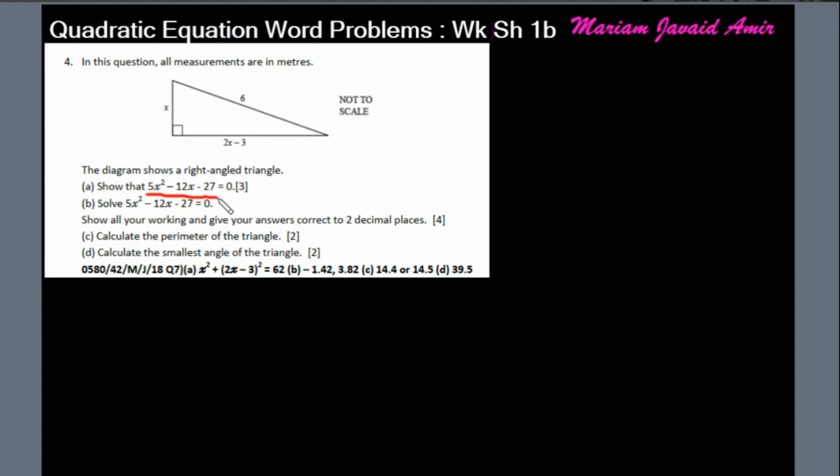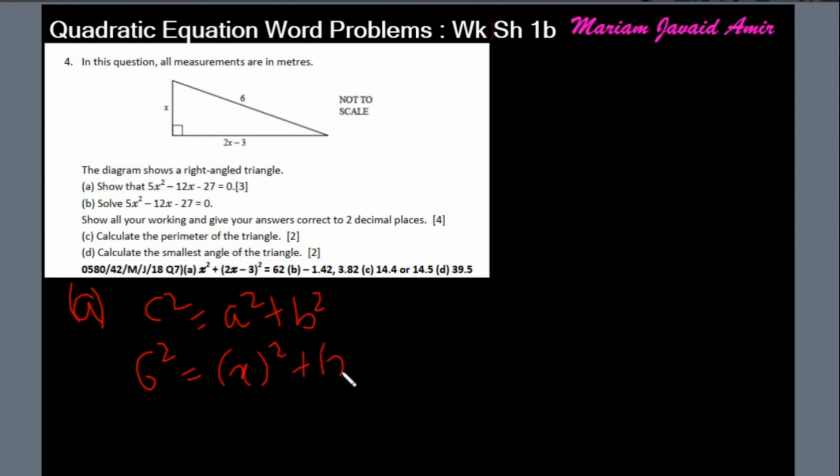So the only thing that should come into our minds is, what is a formula that connects all three sides of a right angle triangle? That's Pythagoras theorem. So we'll use Pythagoras theorem, which is c square is equal to a square plus b square. C is the hypotenuse, so 6 square is equal to x square plus (2x minus 3) square.